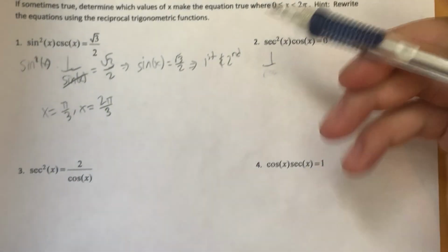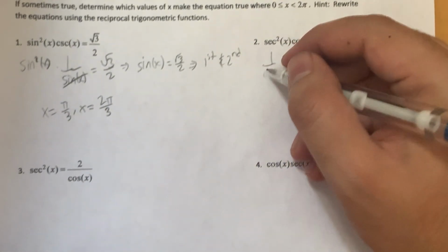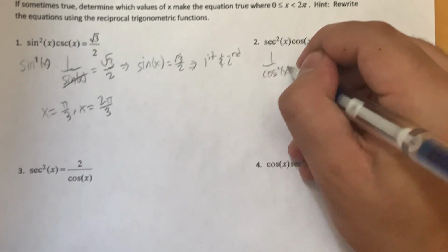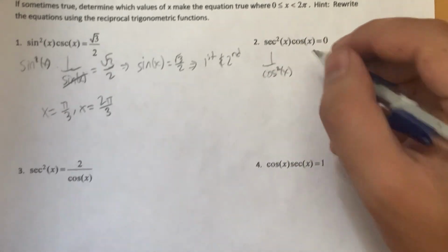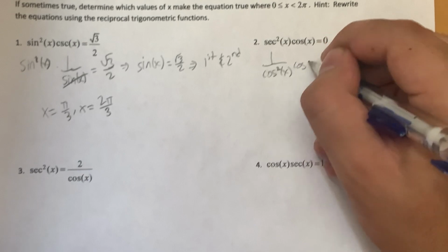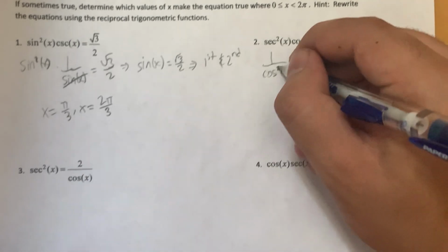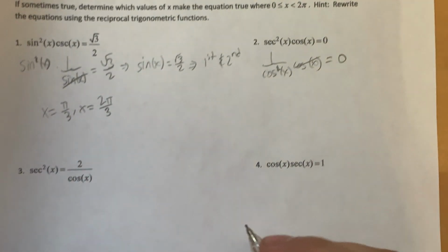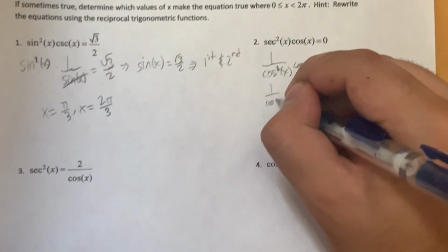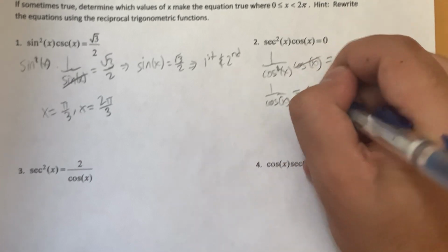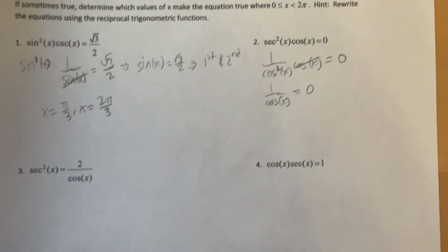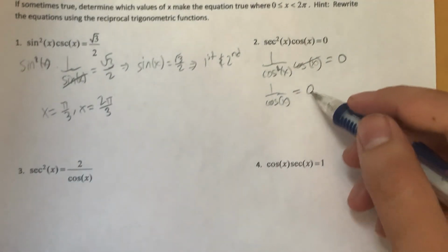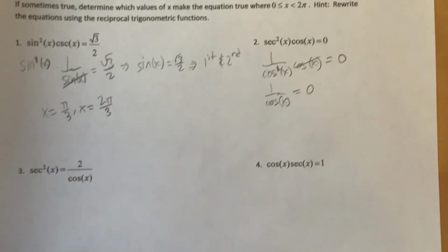So secant squared x, we can say that it equals 1 over cosine squared x, and then it's multiplied by cosine of x. That disappears, that changes to a 1, and all that equals 0. So 1 over cosine of x equals 0. And you're thinking, what? You're thinking to yourself, but this can't happen because you just get 0. You can't even cross multiply.